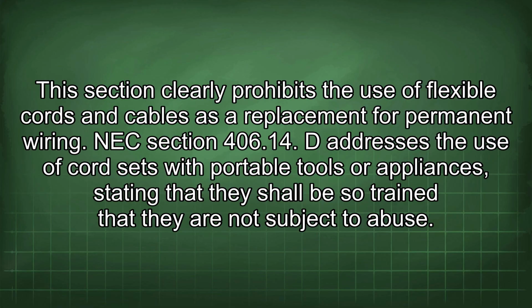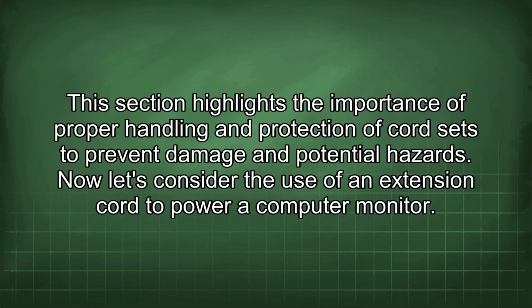NEC Section 406.14 D addresses the use of cord sets with portable tools or appliances, stating that they shall be so trained that they are not subject to abuse. This section highlights the importance of proper handling and protection of cord sets to prevent damage and potential hazards.